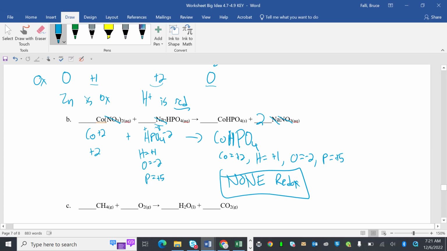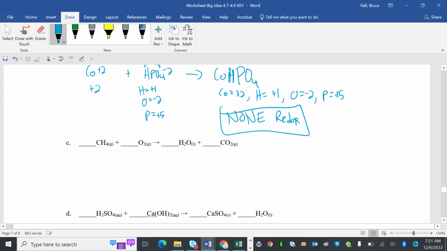Ooh, a combustion reaction. Combustion is always redox. To balance this, I've got 4 H's, so throw a 2 here. 1 carbon. Okay, so I've got 2 oxygens, 4 oxygens, 2 oxygens. There we go. Carbons, a redox reaction. The net ionic: the net is the same.